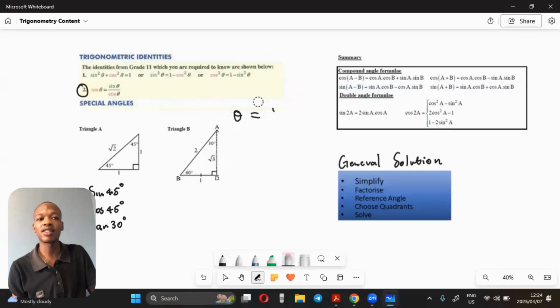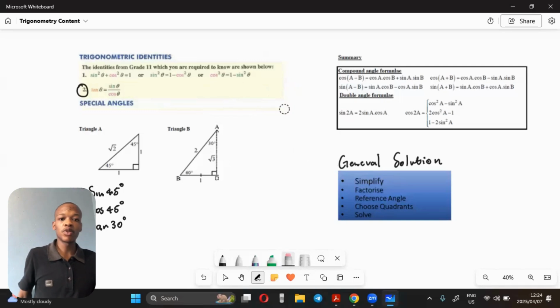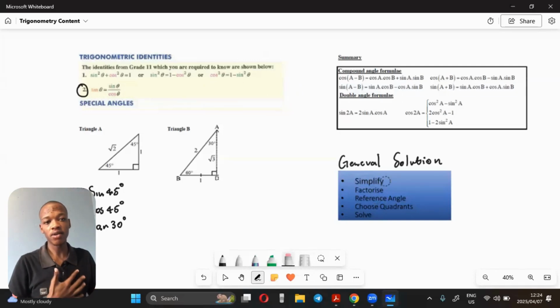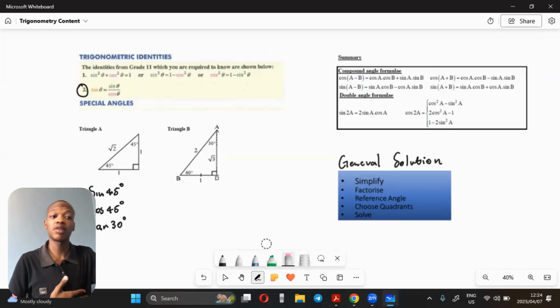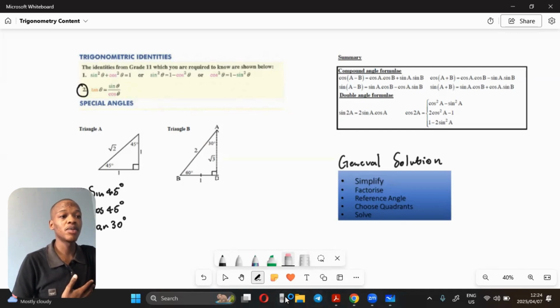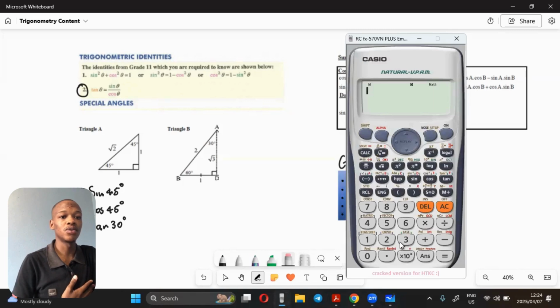And then special angles now. What do you need to know about special angles? You can use your calculator, but they would usually say without making use of a calculator. So let me show you something. The only time they're going to catch up with you that you used your calculator is when you have sine 45, cos 45, tan 30. They're going to catch up with you. Why? Let's check on it. Sine 45, I'm going to show you one example.